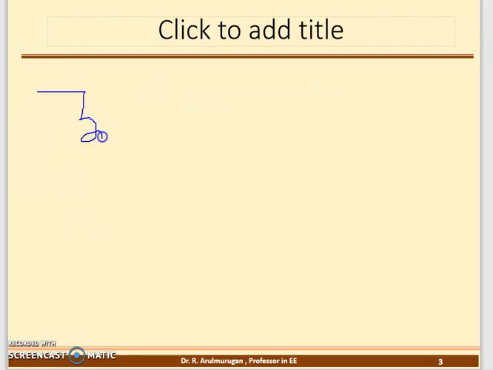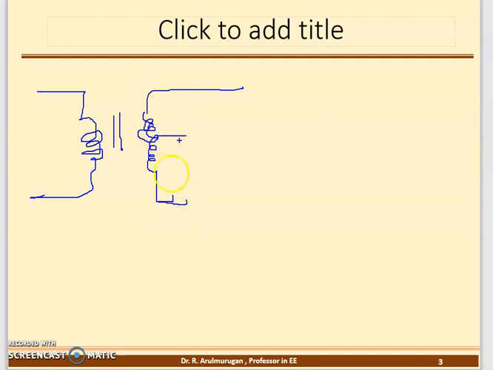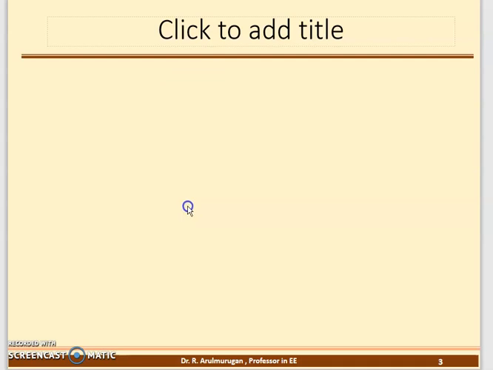Same primary winding, then the secondary winding. The secondary consists of 3 terminals. Then you draw diode 1 here, and then you draw the other diode.